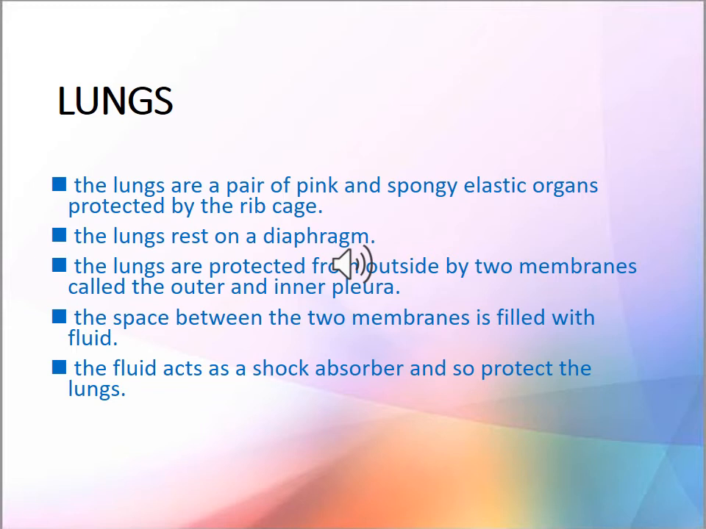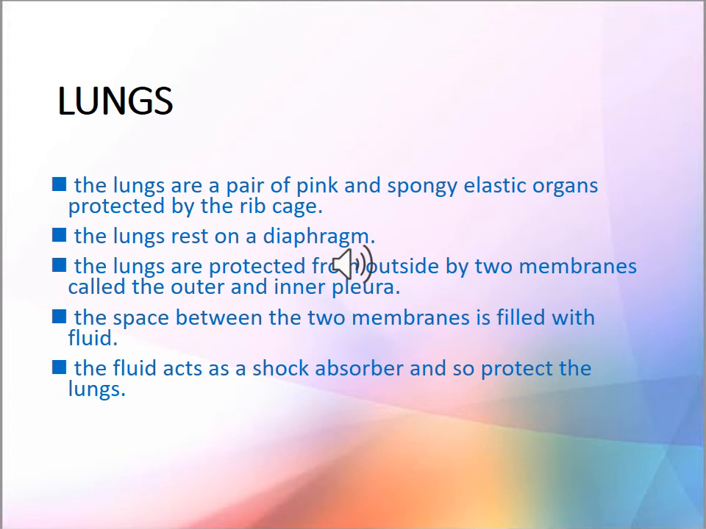The next point is that the lungs are protected by a membrane which we call pleura. This pleura is a double layered membrane. The outer membrane is known as the outer pleura and the inner membrane is known as the inner pleura. The space between the outer pleura and the inner pleura has a fluid, and that fluid is actually a shock absorber, and thus the fluid is protecting the lungs.